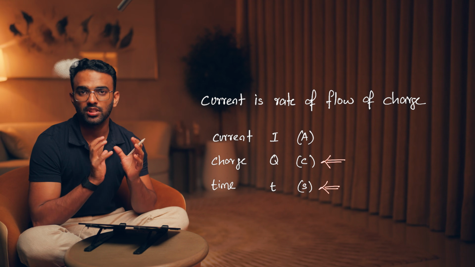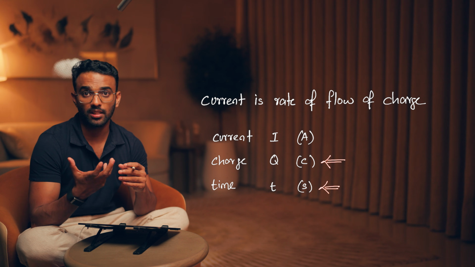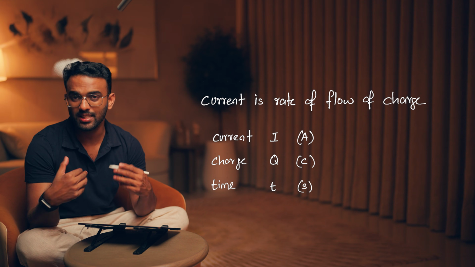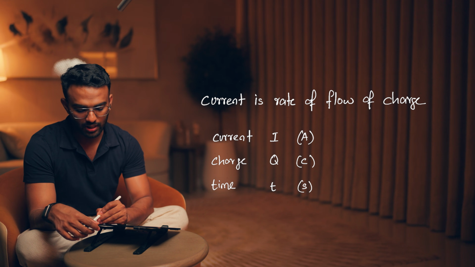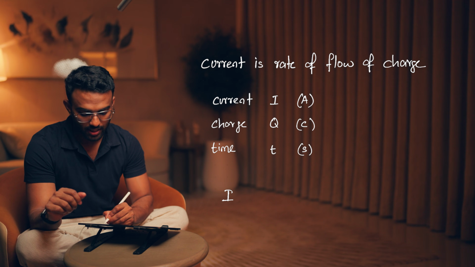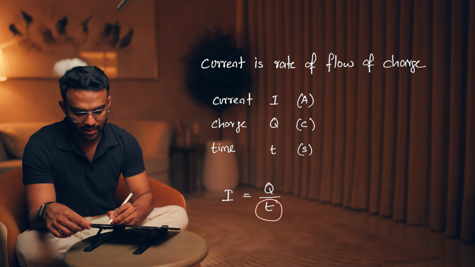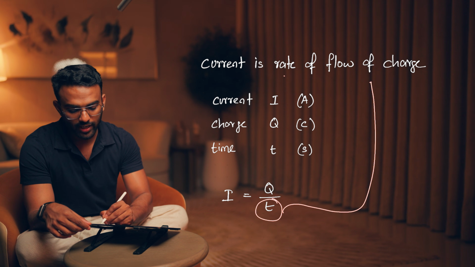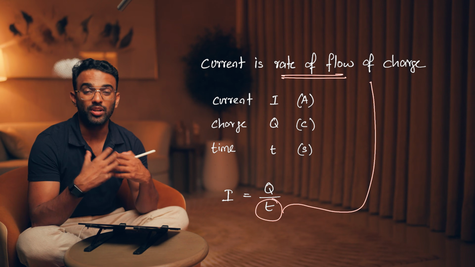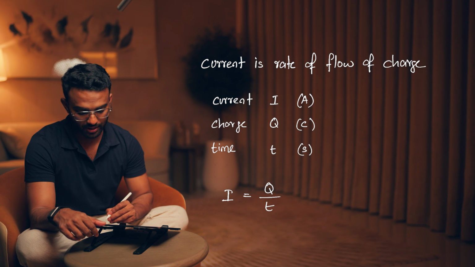Say, for example, you're simply counting the number of cars passing through a checkpoint, and that tells you how busy the traffic is or the flow of traffic, isn't it? The same idea here. So the current is a rate of flow of charge. We can say current, which is I, is equal to Q divided by T. You see that division by time is because whenever we call rate of flow or rate of change, we divide that value by time. And that's how we have I equals Q by T.